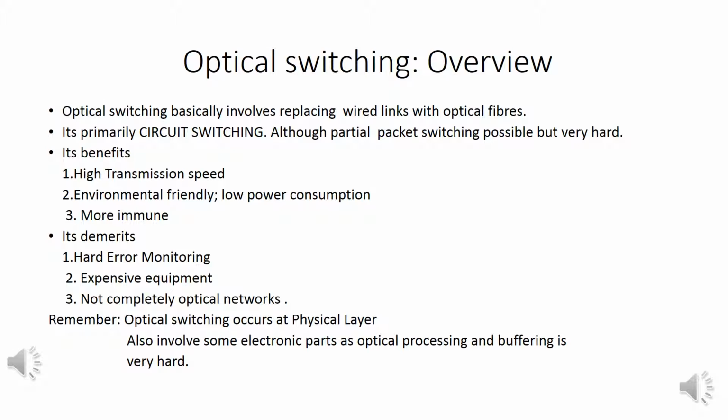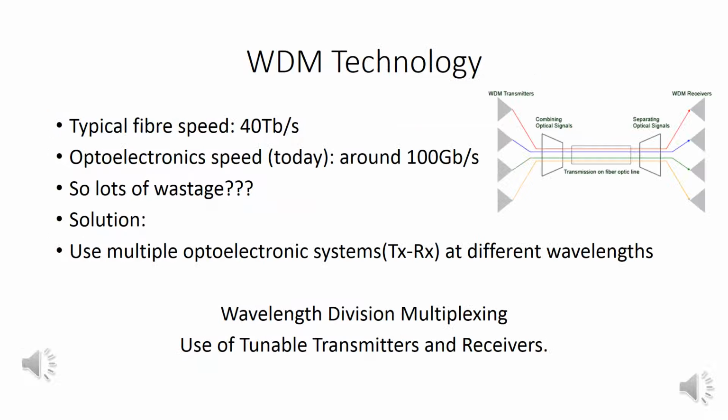So what is optical switching? It is more or less similar to circuit switching, but wire links are replaced by optical fibers. Another point to be noted is that packet optical switching is also possible, but it's very complicated. Now, why is there a need for optical switching? Number one, because it's fast. Number two, it's environmentally friendly as it consumes lesser power. And number three, it's secure. But there are some demerits also, like it can be very expensive. But an important thing to remember is that optical switching occurs at the physical layer.